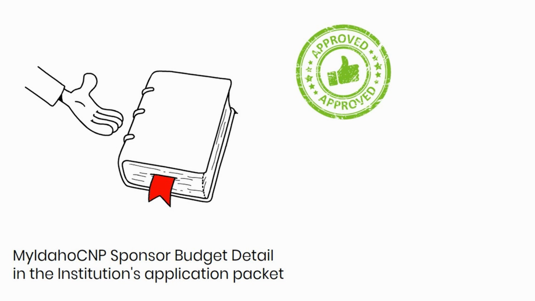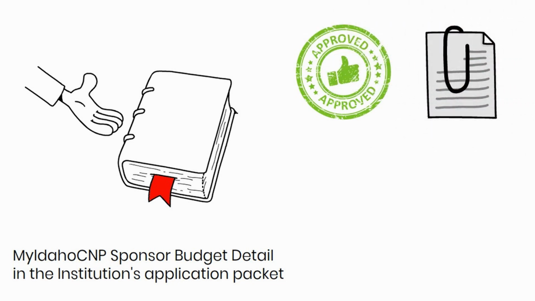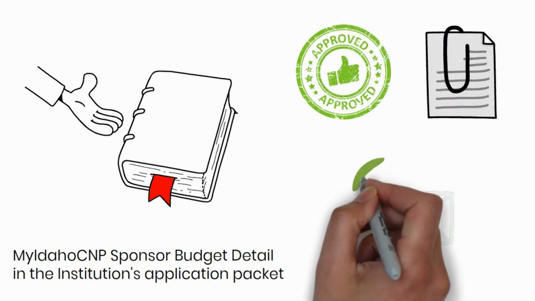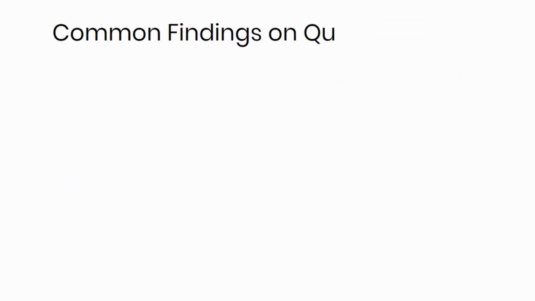Once SDE approves the amended budget, SDE will update My Idaho CNP Sponsor Budget Detail, attach the current approved amended budget workbook in the budget detail form, and send an email notification that the budget amendment is approved. At this point, when the institution accesses the quarterly reports, the percentage expended is updated.